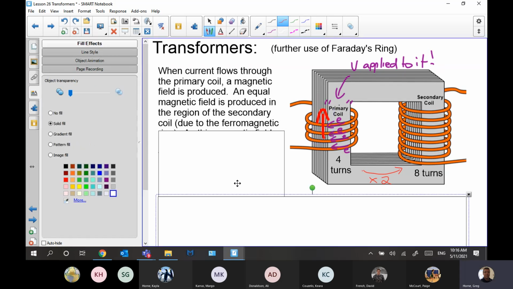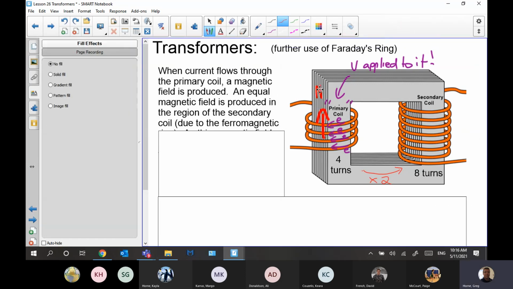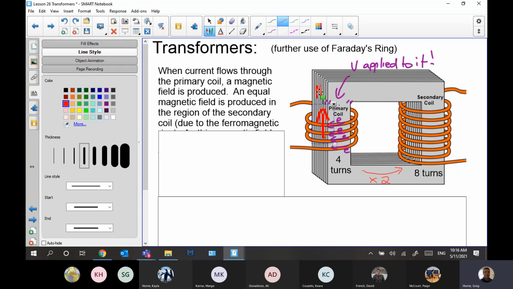We should have drawn the N in advance here too. N, make it bigger and easier to see too. So anyways, that's the magnetic field that's going to be induced, right? And so you're going to end up with a magnetic field everywhere, like in that iron, right? This whole iron ring is going to become a magnet.